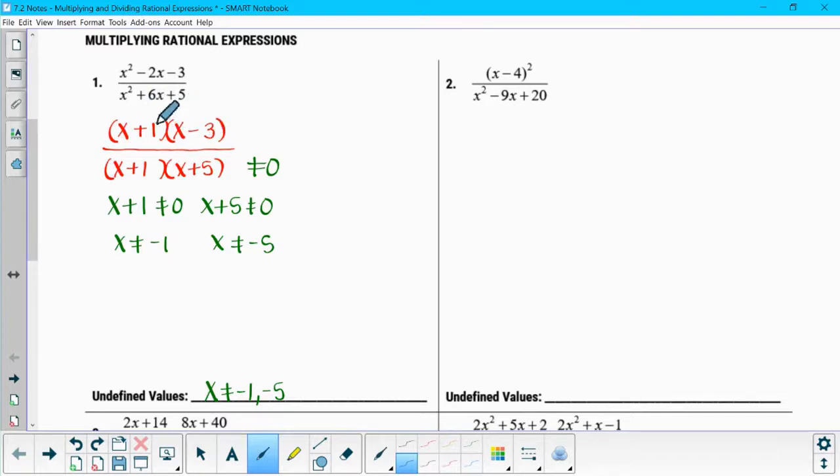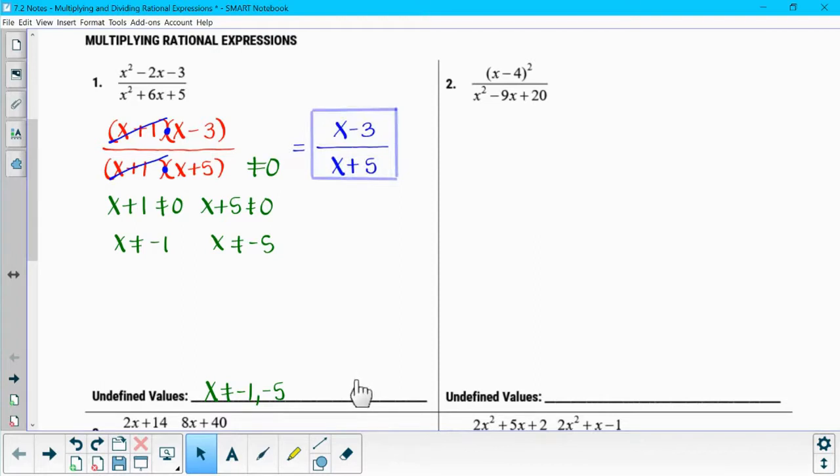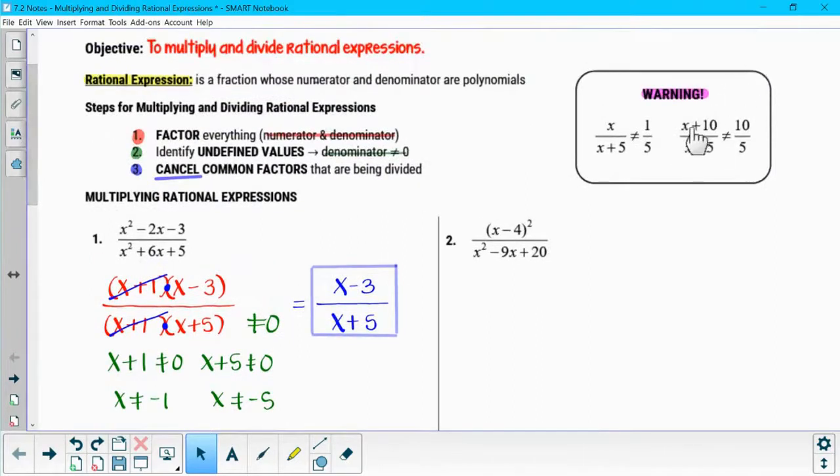So remember, there is multiplication occurring. I have multiplication of this parentheses times this parentheses times this parentheses. So I can cancel things out that look exactly the same. And it looks like I have an x plus 1 on the top and an x plus 1 on the bottom. Now, x minus 3 and x plus 5 do not look the same, so I cannot cancel them. And that leaves me with a final answer of x minus 3 over x plus 5. Remember, back to our warning, we cannot cancel out these x's. Only when you have multiplication can you cancel something out.